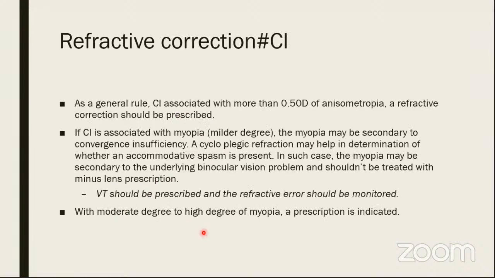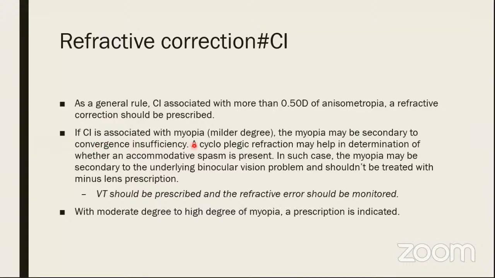So for the patient with convergence insufficiency, what is the clinical pearl while making a decision in prescribing? As a general rule, convergence insufficiency is generally associated with more than 0.5 diopter of anisometropia. If convergence insufficiency is associated with more than 0.5 diopter of anisometropia, a refractive correction should be prescribed.